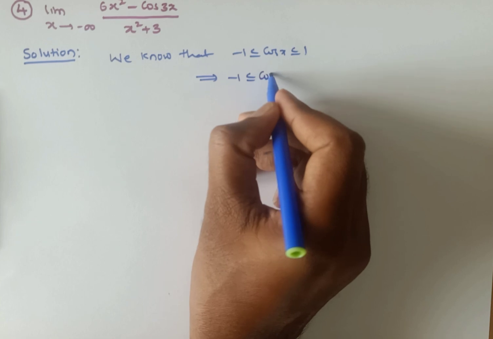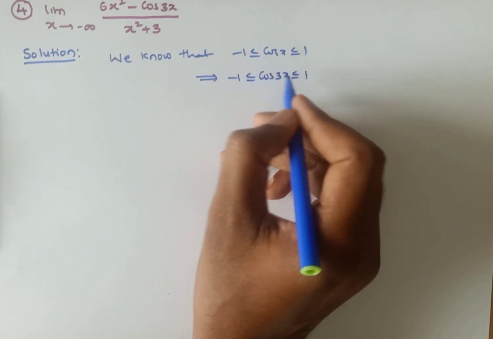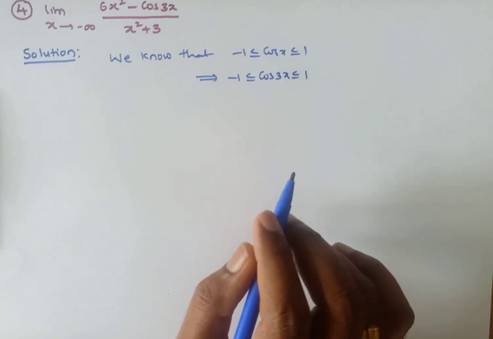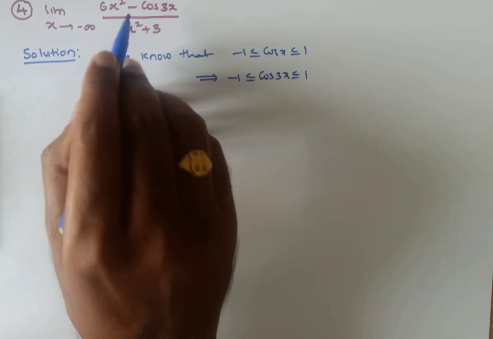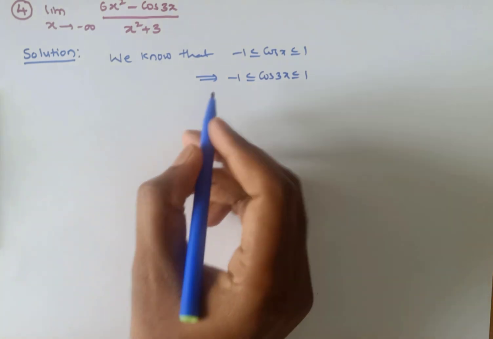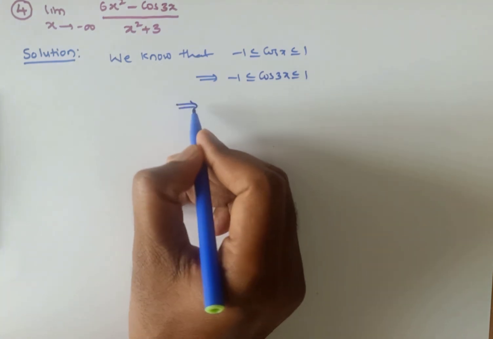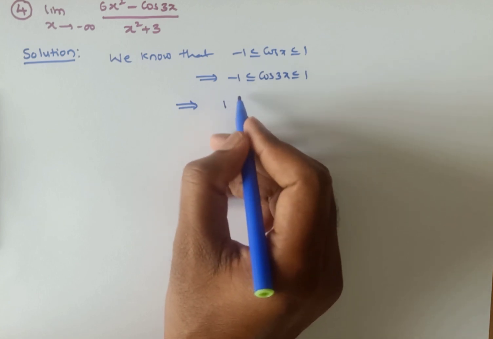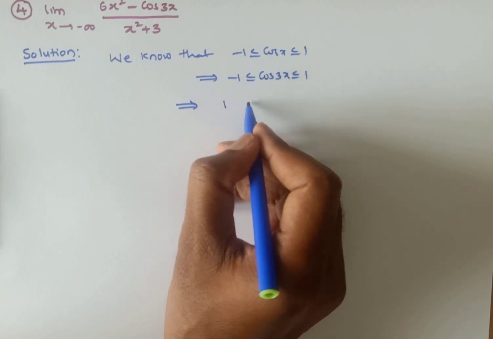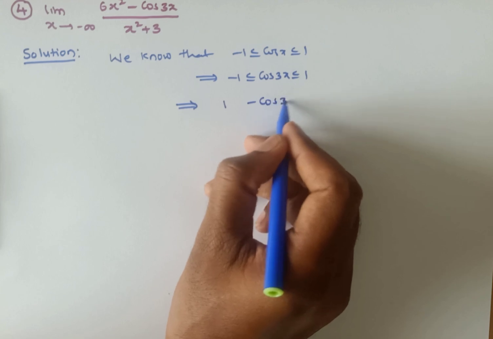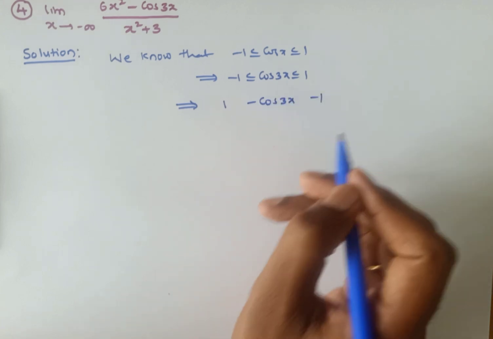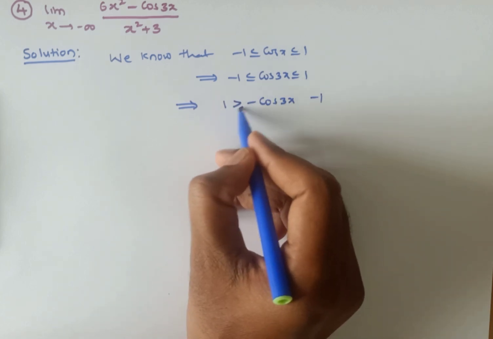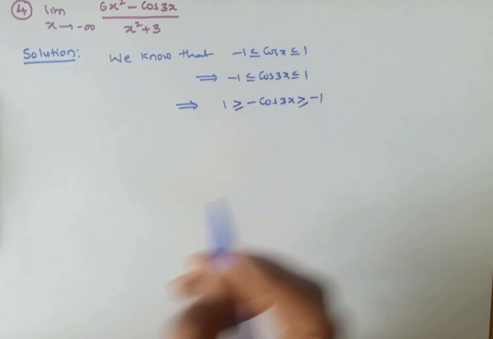Minus 1 is less than or equal to cos of 3x, also. The range of cos of anything is from minus 1 to plus 1. So here we need to get minus cos 3x. So multiply with a negative quantity. Then this becomes 1 minus into minus plus 1, and so this is minus cos 3x, and it may be minus 1. As I said earlier, multiplication by a minus changes the inequality, so this inequality will be reversed.